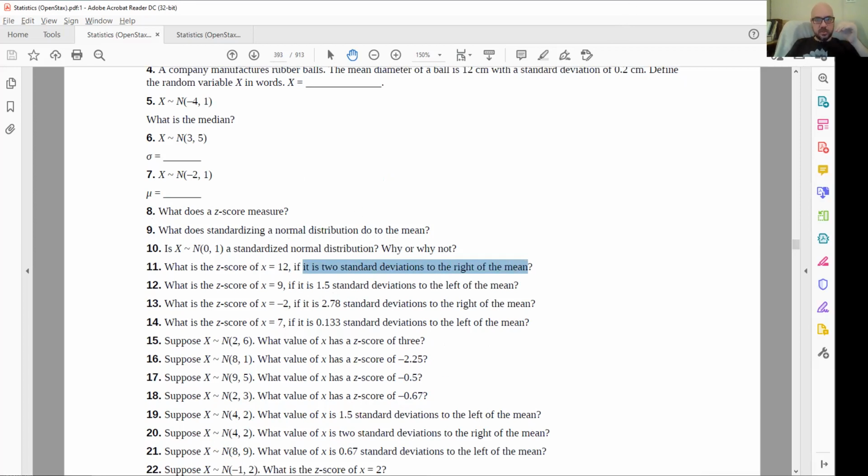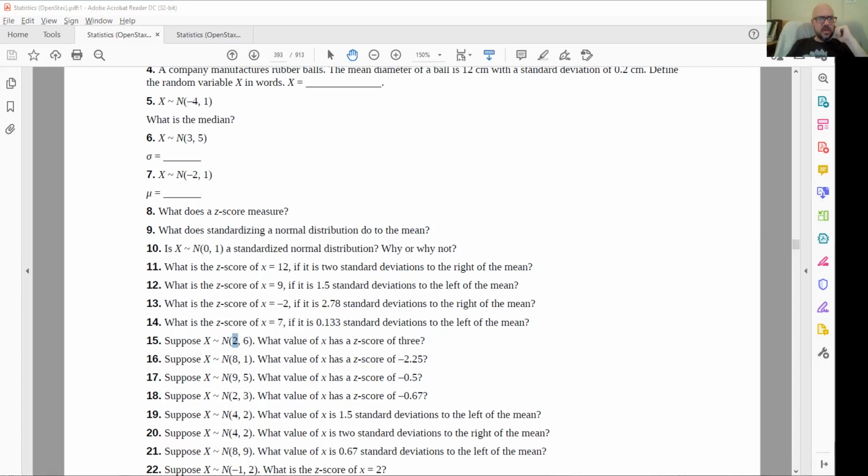Number 12: the z-score of x equals 9, if it is 1.5 standard deviations to the left of the mean, is negative 1.5, because it's 1.5 standard deviations to the left. That's literally all z-scores measure. Number 15: suppose x is approximately normal with a mean of 2 and a standard deviation of 6. What value of x has a z-score of 3? A z-score of 3 means 3 standard deviations above the mean. 1 standard deviation is 6, so 3 standard deviations is 18, and 18 units above the mean of 2 is 20. So x is 20.